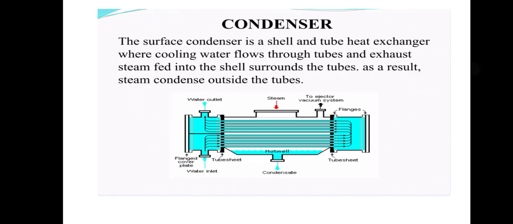low pressure turbine. Condenser. The surface condenser is a shell and tube heat exchanger, where cooling water flows through tubes and exhaust steam fed into the shell surrounds the tubes. As a result, steam condenses outside the tubes. This is the diagram of the condenser.